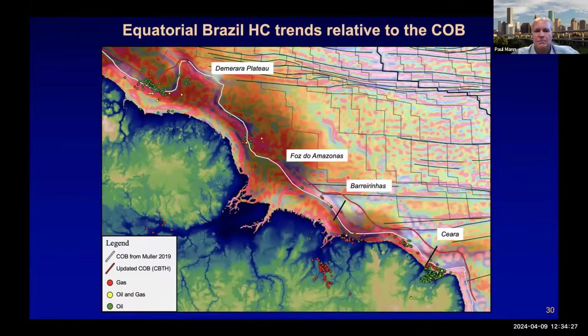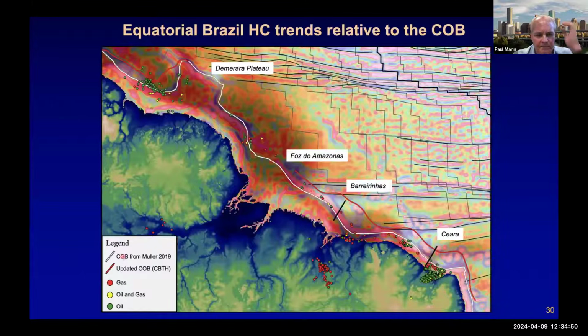Okay, so moving on now from Guyana-Suriname down to Brazil. So the Suriname-Brazil border would be roughly here. This is the mouth of the Amazon, Aranhas Basin, Ceará Basin, and then it kind of turns the corner here. So this is what's called the equatorial margin of Brazil.